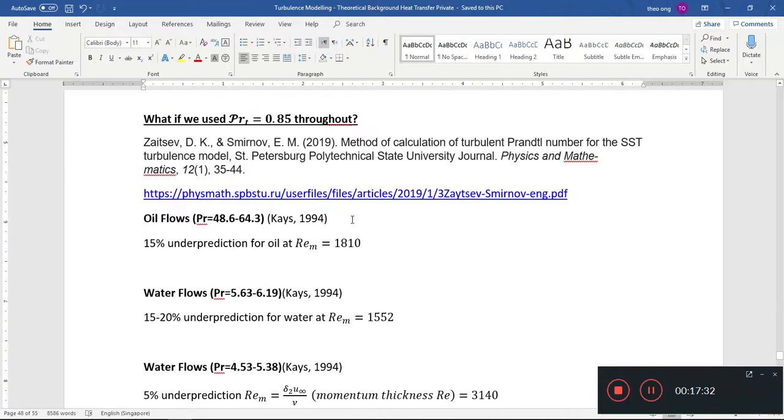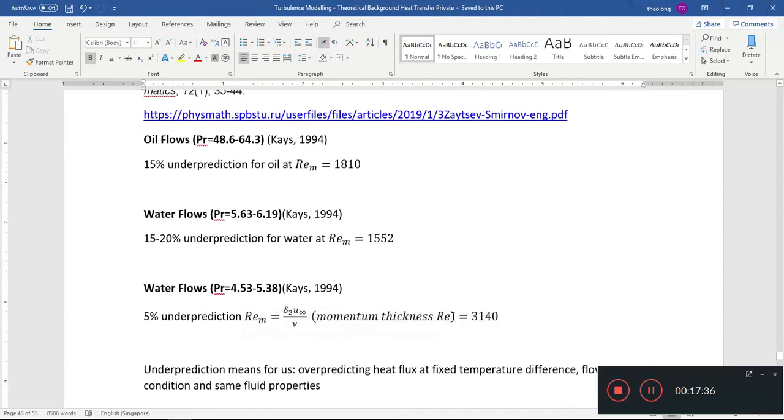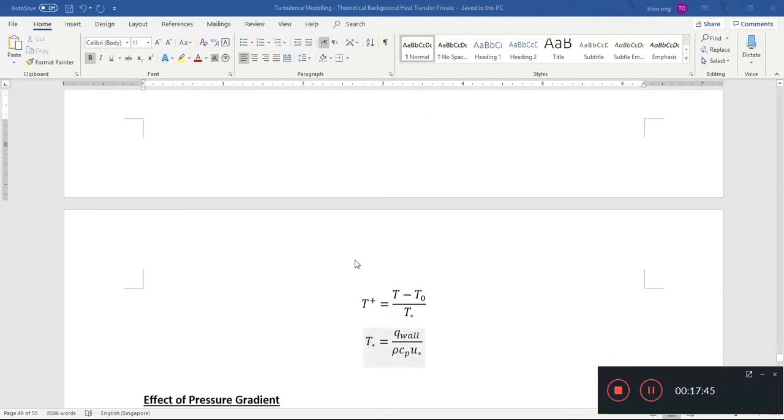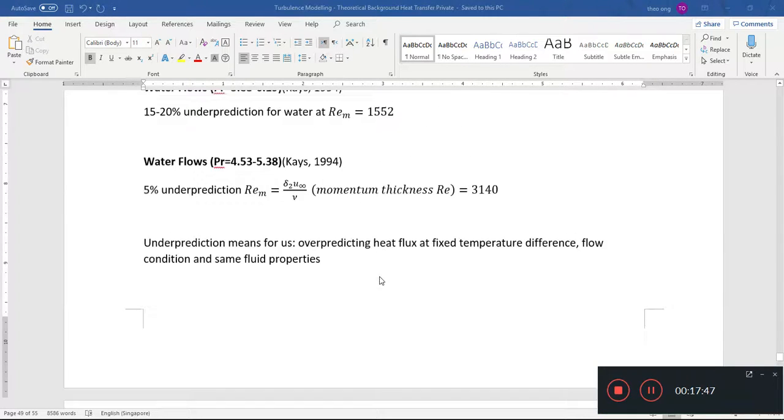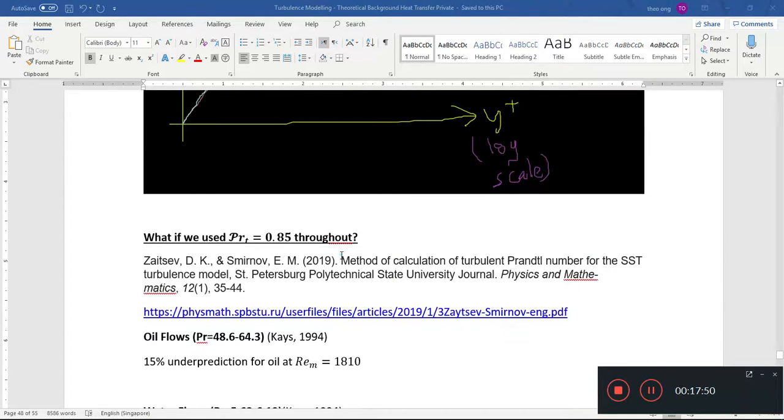And you can take a look at this PDF. It will show you pretty much the same results. 15 under prediction of... so you see that. Check this paper out, method of calculation of turbulent Prandtl number for SST turbulence model. This one actually gives you yet another model to calculate Prandtl number for your k-omega SST model.